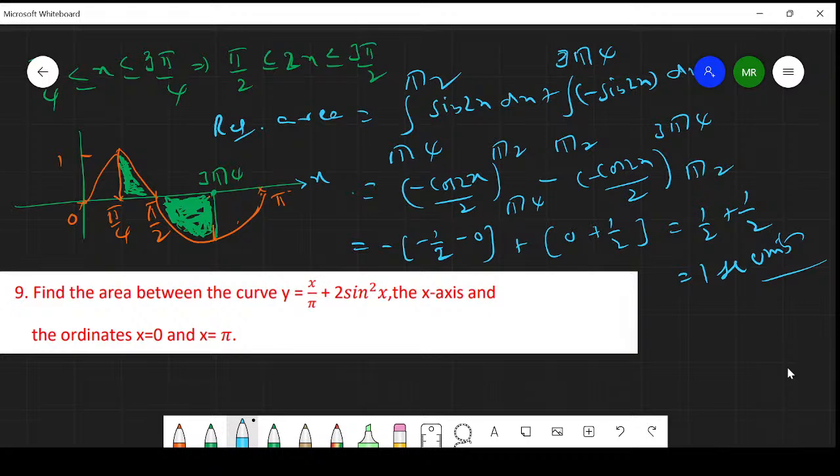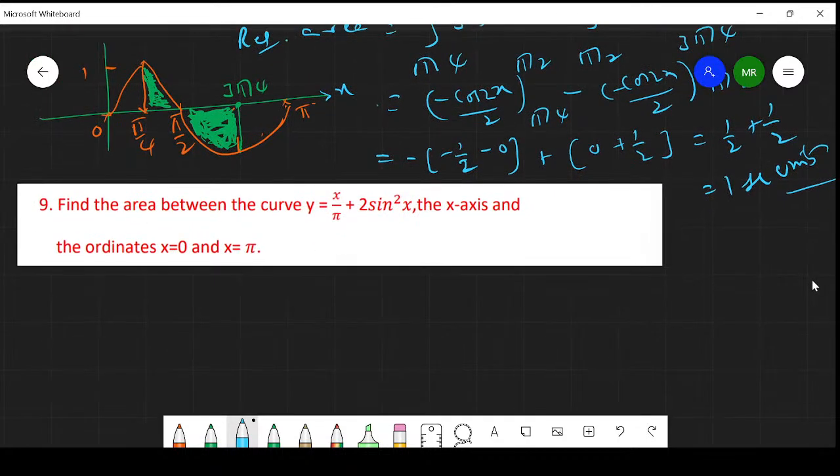Now I'm going to complete the last problem. With this I can complete the session. The last problem. Now look at the last problem.